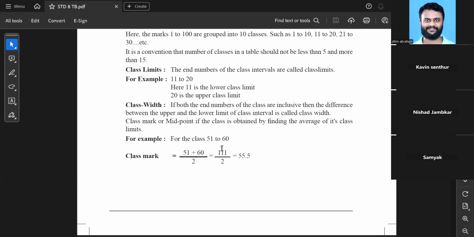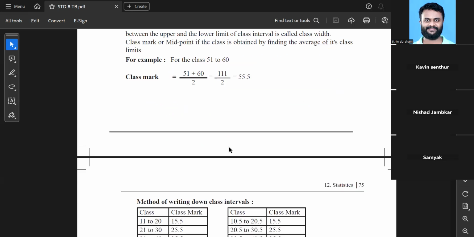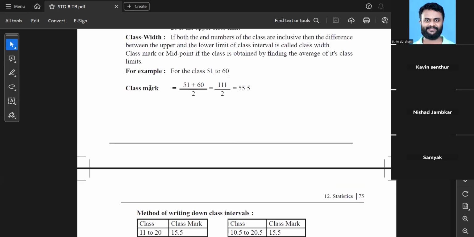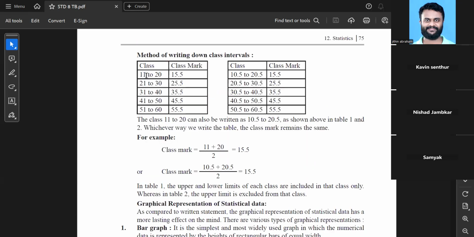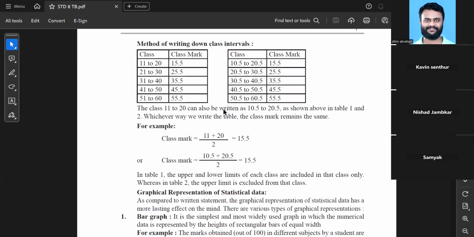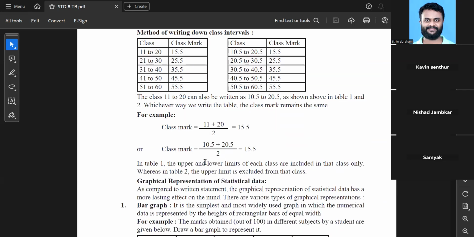Width of the class means how many values are we going to cover? What is the difference between 51 to 60, or how many values are we going to cover between 51 to 60? That is called the class width. And class mark means the midpoint of that class. Even if the class is from 11 to 20, the midpoint remains 15.5. Or even if the class limit is from 10.5 to 20.5, still the midpoint remains 15.5.